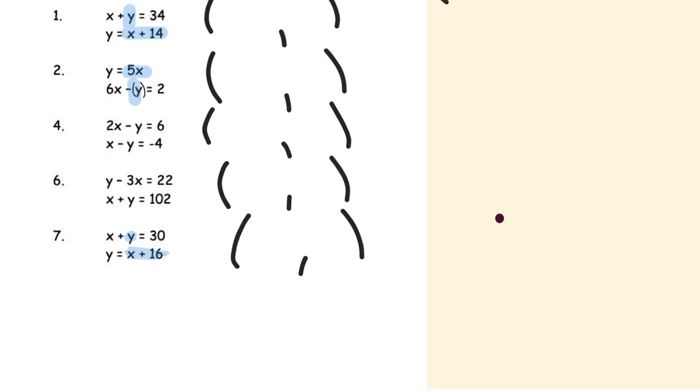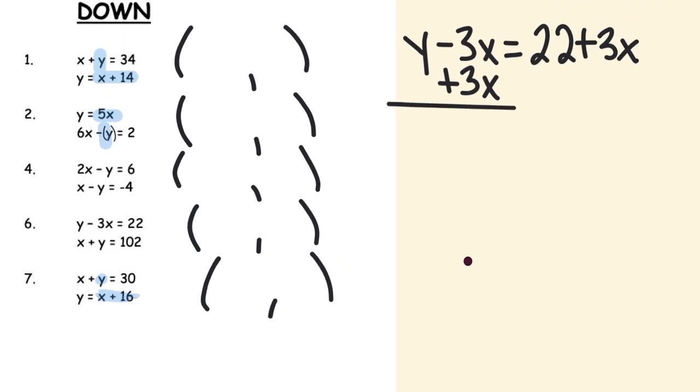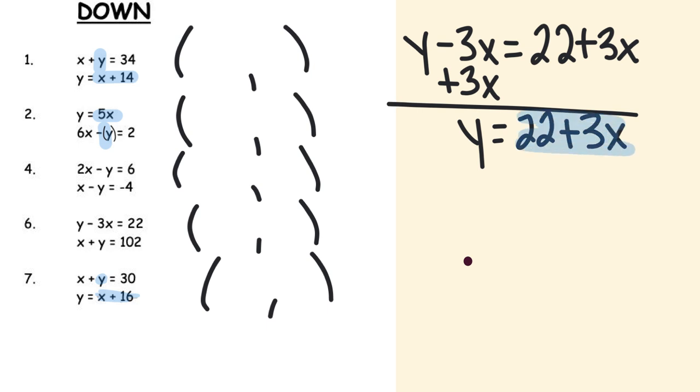All right, so let's write that first. Let's write y minus 3x equals 22. How do I move my 3x? We're going to add it. Thank you. Can you scooch it up? Sorry. So now I get y equals 22 plus 3x. I can take that, because now it's y equals, and I can put that right here.